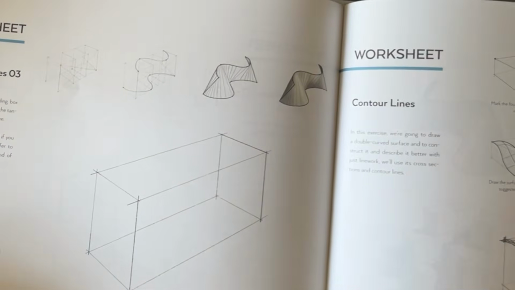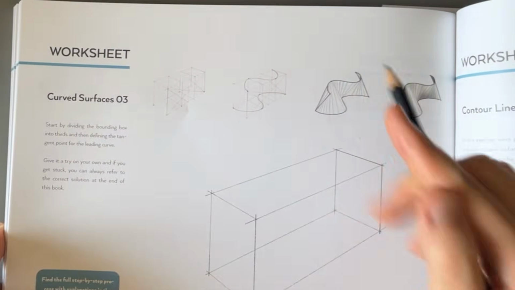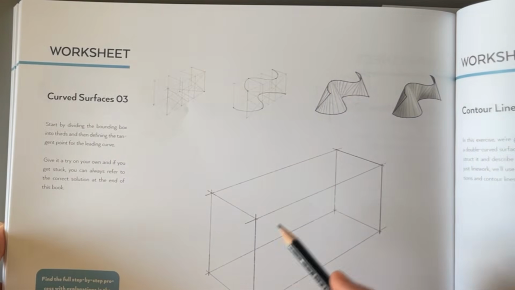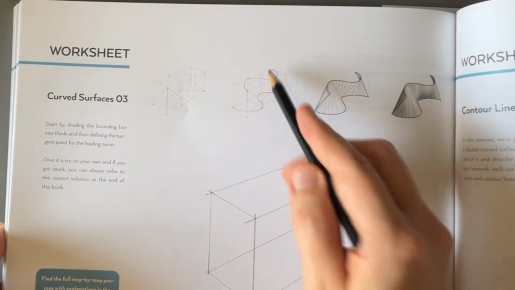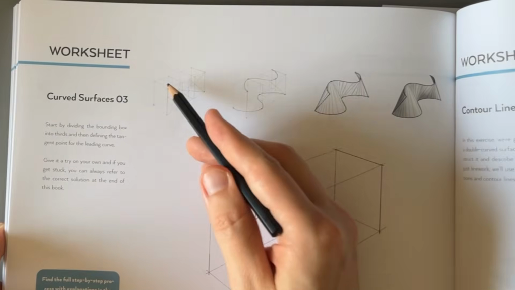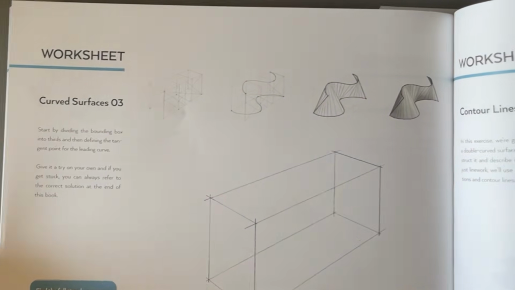So more examples like this with just like the movement of a curtain in here, following again two leading curves, and again starting with the bounding box as the first step.